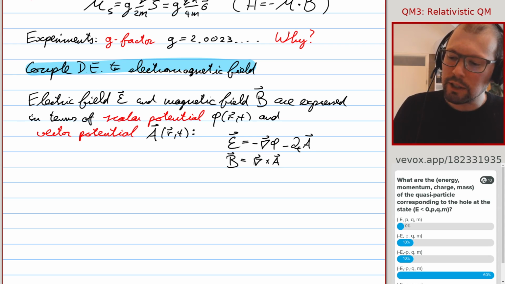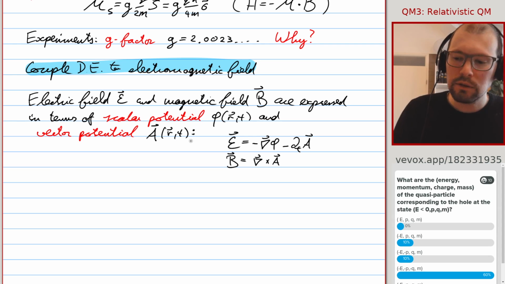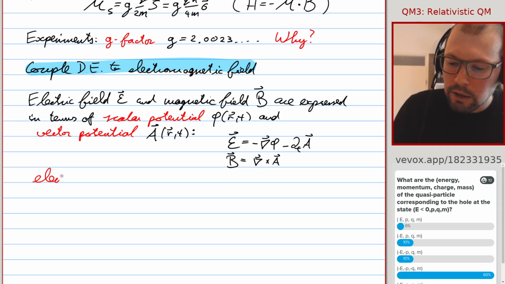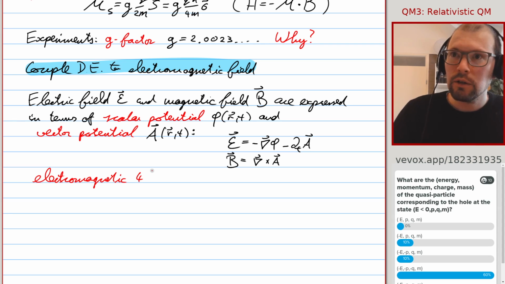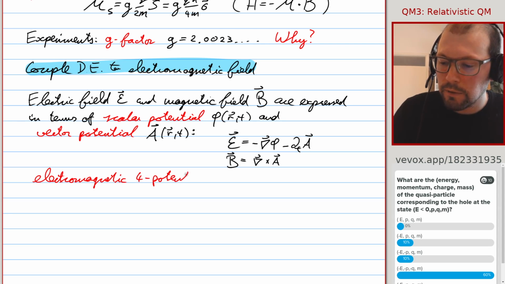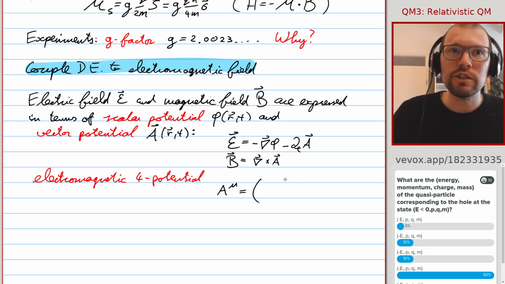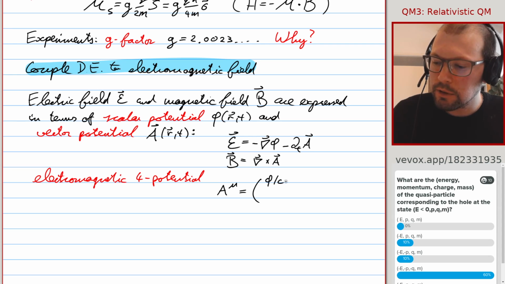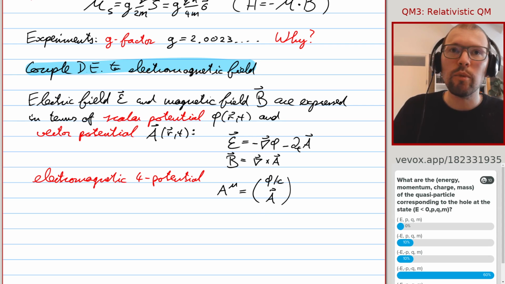Now you can imagine by just looking at these equations that it's actually convenient to group those into a 4-vector. So there is a corresponding electromagnetic 4-potential A mu, which takes as its 0th component the scalar potential, and as its spatial components just the vector potential. And we divide again by the speed of light to get the same units for both.